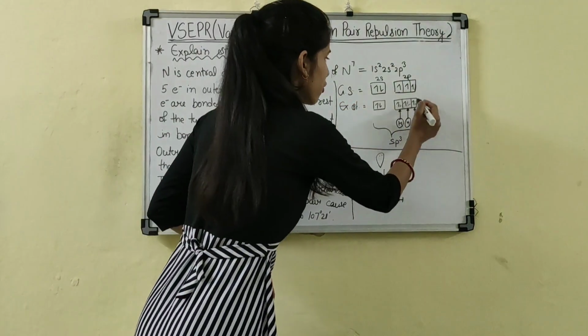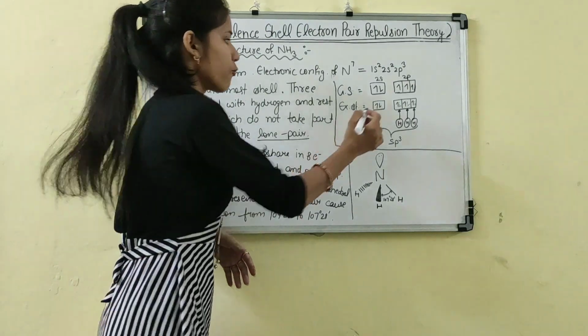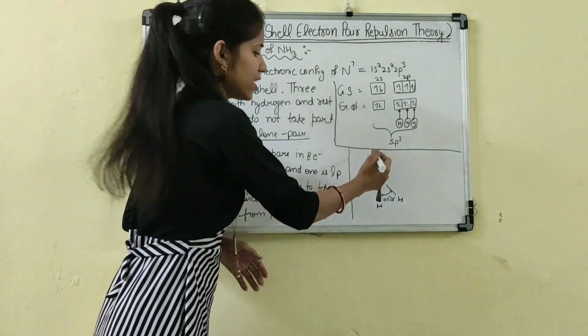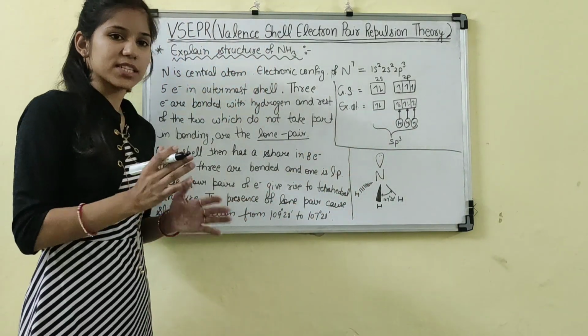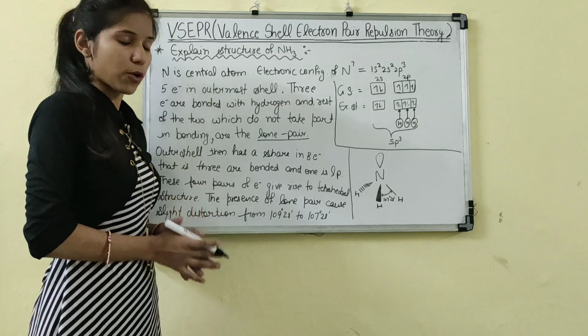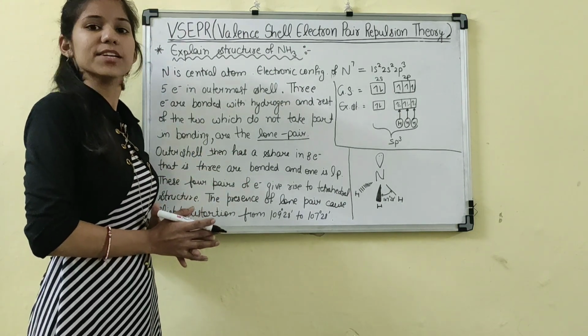So there is a share of 8 electrons in the outermost shell, in which 4 pairs of electrons give rise to a tetrahedral structure, and due to the presence of this lone pair, distortion is present from 109 degrees 28 minutes to 107 degrees 28 minutes.